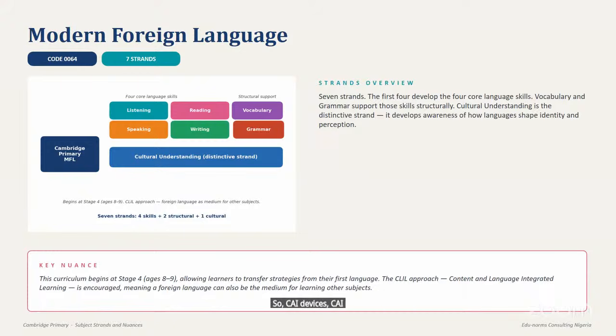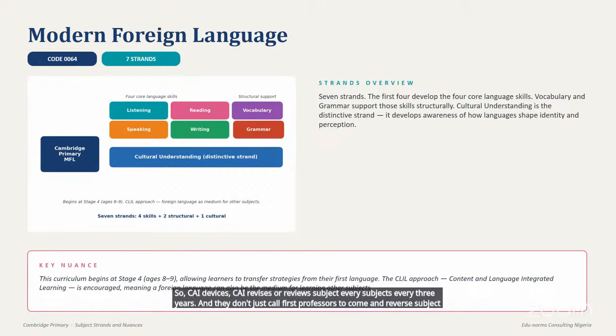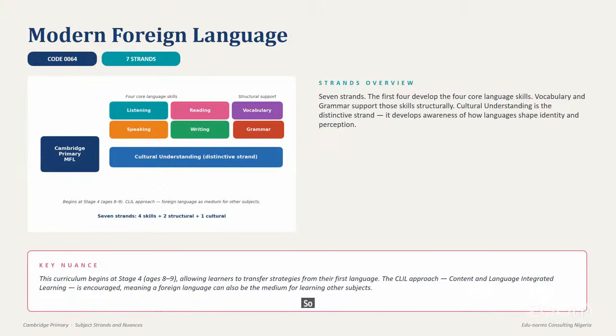CAIE revises or reviews their subjects every 3 years. And they don't just call professors to come and revise the subjects. What they do is use the end users, teachers in all countries of the world, to come and tell us what shortcomings or gaps we have in our subject. So from there, within a space of 3 years, they use it to review or revise their subjects.